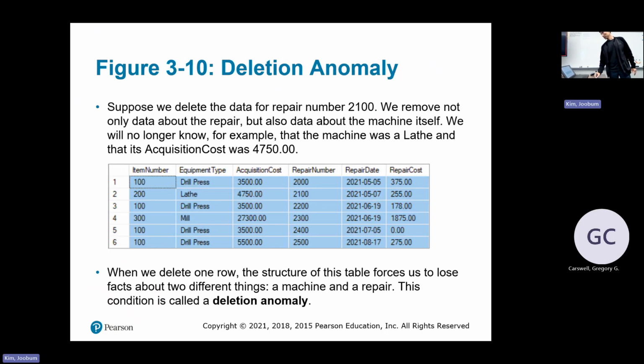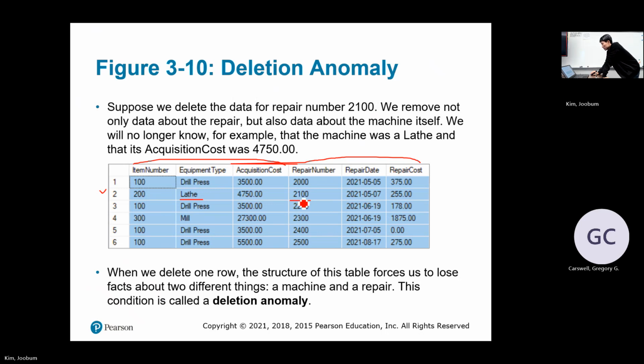Take a look at the first, the deletion anomaly. In this table, how many columns? 1, 2, 3, 6 columns: item number, equipment type, some cost, repair number, repair date, repair cost. Those 3 columns are related to the machine, and the other 3 columns are related to the repair, just combined. Take a look at the second row. This is unique. The repair number is 2100.